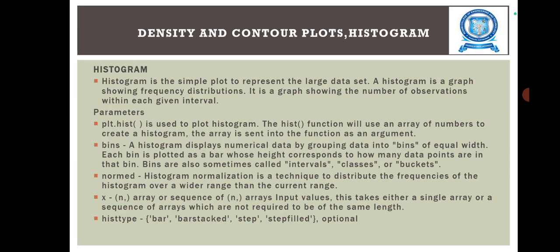Bins, that means it displays numerical data by grouping data into bins of equal length. Each bin is plotted as a bar whose height corresponds to how many data points are in that bin. It is also sometimes called intervals, classes, or buckets. Normed, it is a histogram normalization technique to distribute the frequencies of the histogram over a wider range than the current range. Then the array or sequence of array input values takes either a single array or a sequence of arrays which are not required to be of the same length.